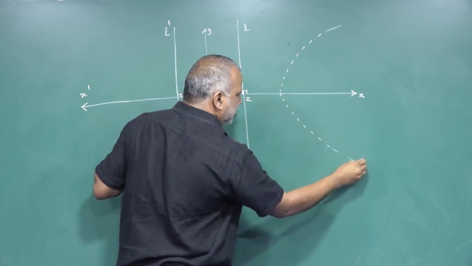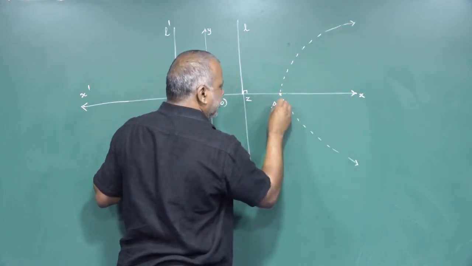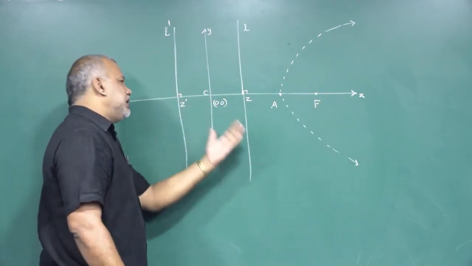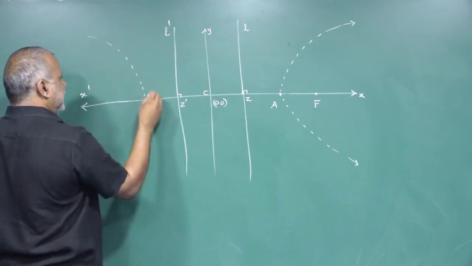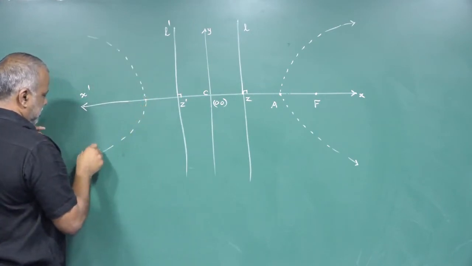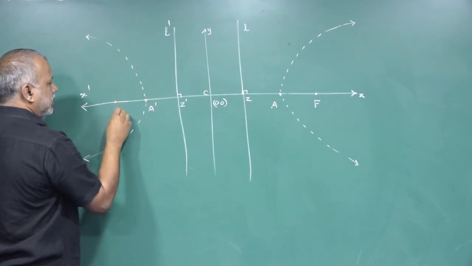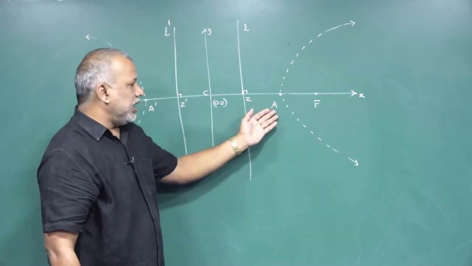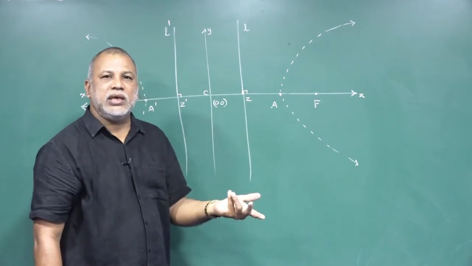The hyperbola passes through the vertices. Say this is A. Say this is F. F means focus. In the same way, we are having another side. Here A dash, here F dash. Just now you find out all the values. A means vertices. Then Z, A by E comma 0.